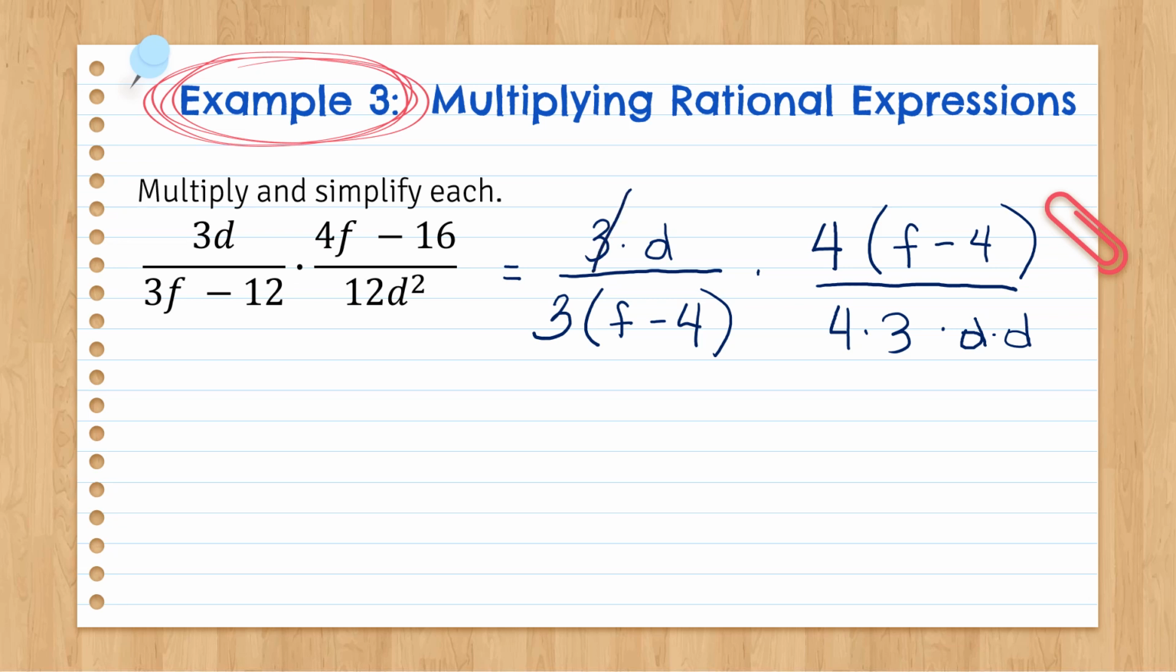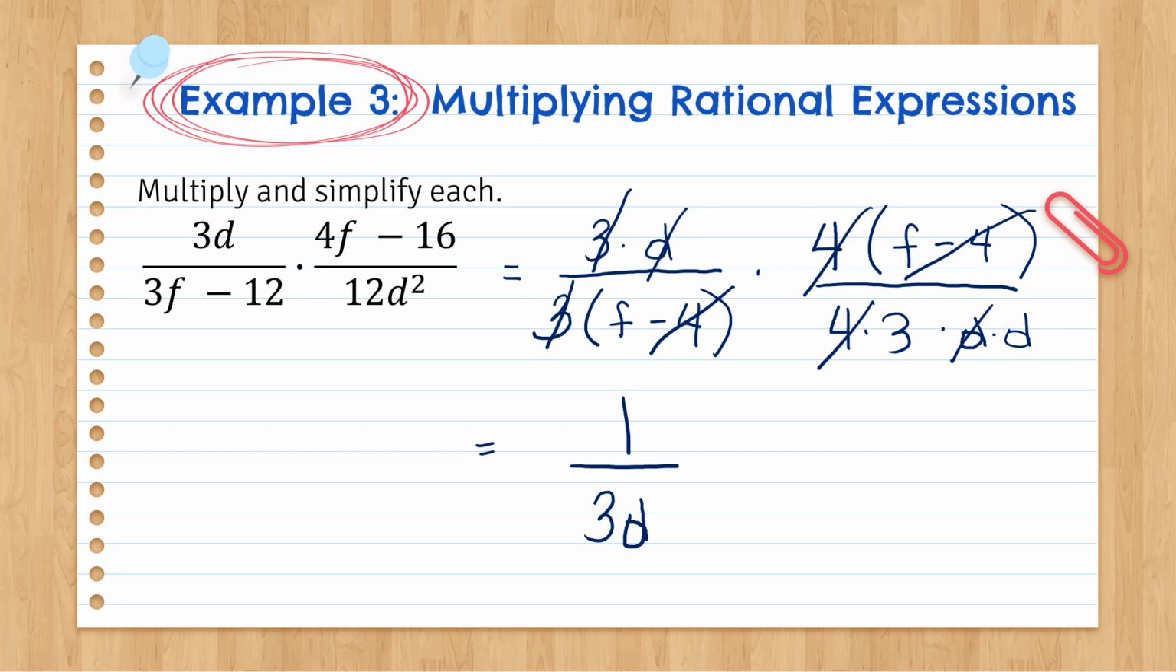So now we can cancel 3. F minus 4, yes. And then we have 4, and the other d. And we have nothing left in the numerator again. So what we will write is 1. And then 3 times d is 3d. 3d is different from 1 over 3d. So whenever there is no other factor left in our numerator, we simply write 1.